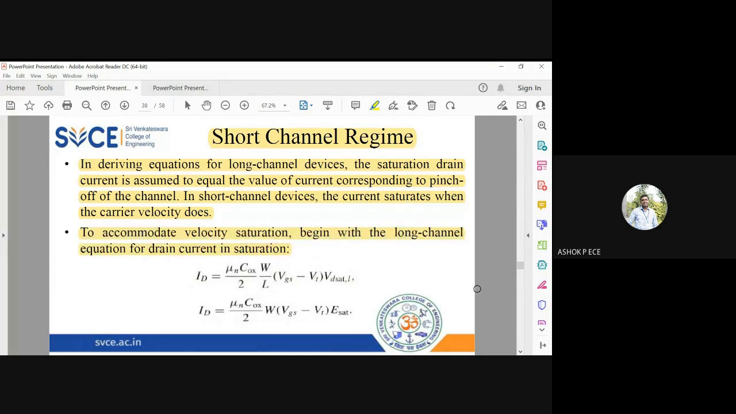For the short channel regime, the drain current, we are going to use the same long channel equation only, and then we are going to modify that for short channel. The drain current equation is given by μn Cox/2 × W/L × (VGS − VT) × VD_sat, L. And you know VD_sat by L is going to be electric field. Voltage by length is going to be electric field. So I'm going to replace VD_sat divided by L by E_sat. Other terms are going to be the same.